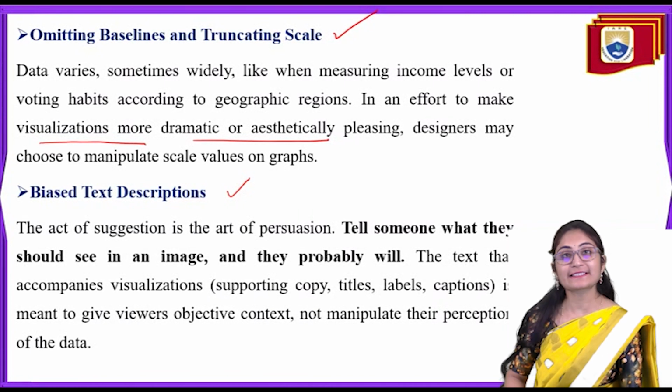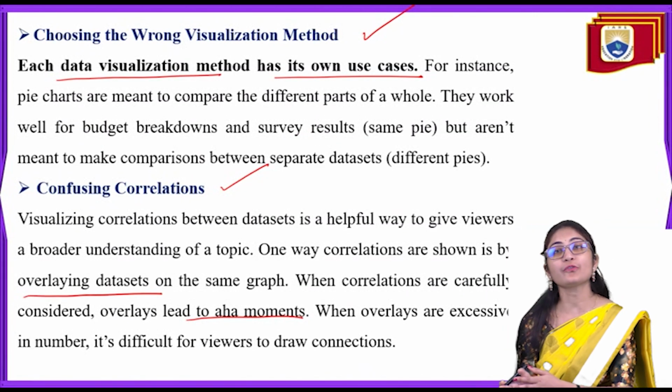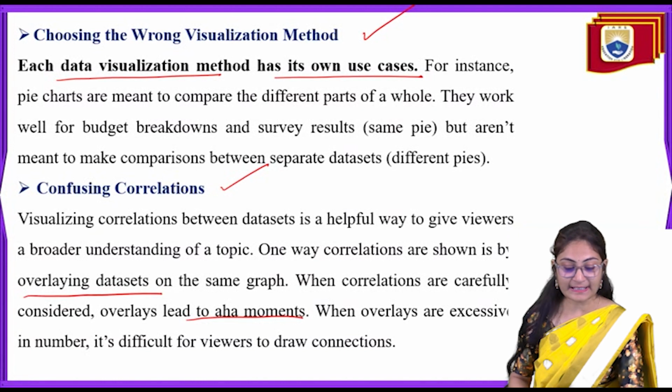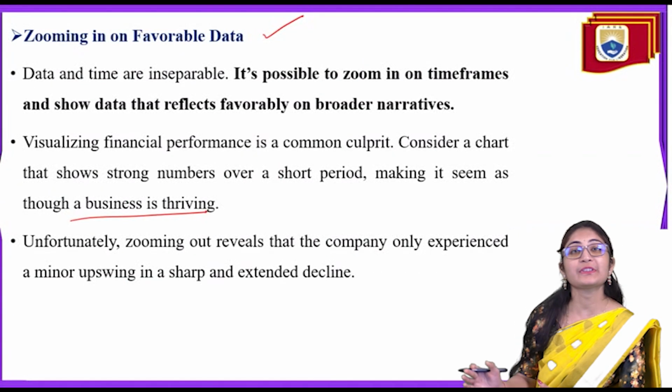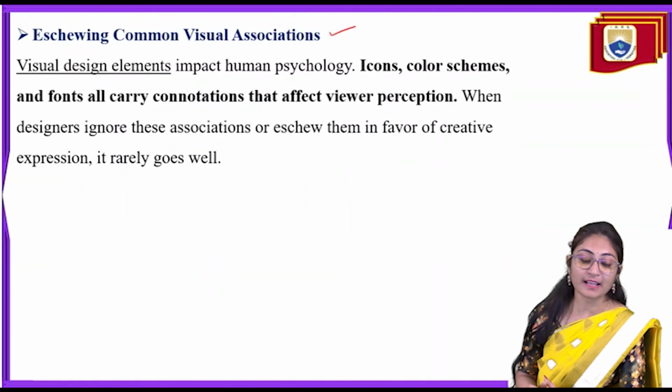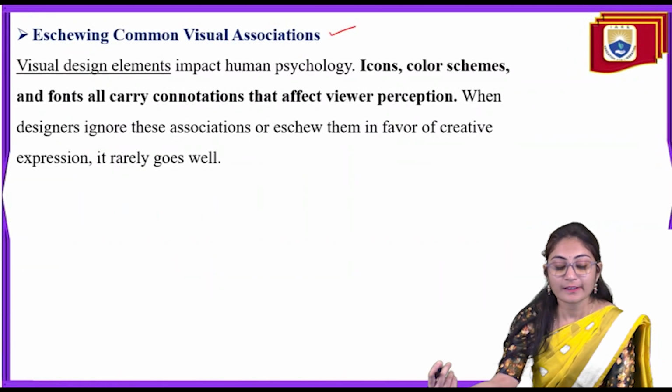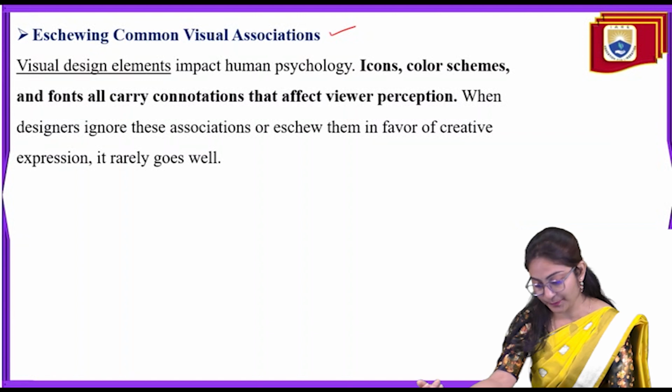Biased text descriptions. Choosing the wrong visualization method. Then confusing correlations. Zooming in on favorable data. And the last one, misusing common visual associations.